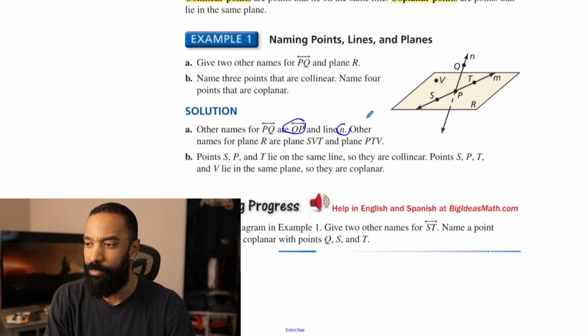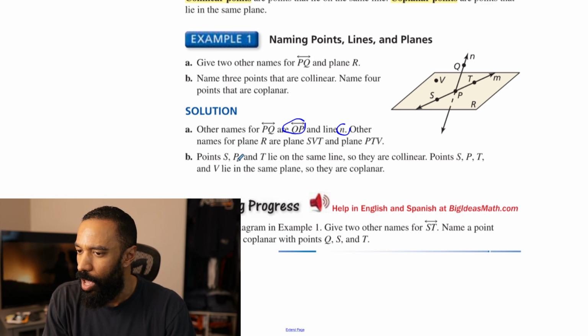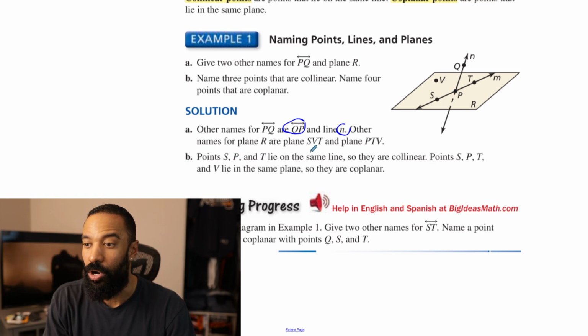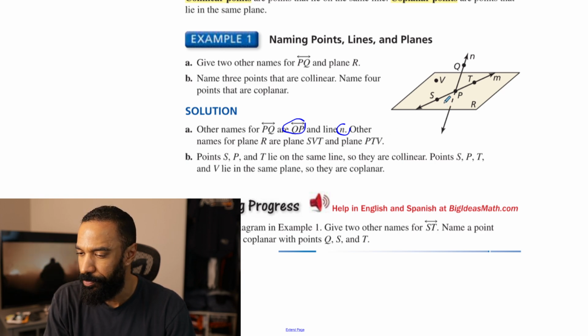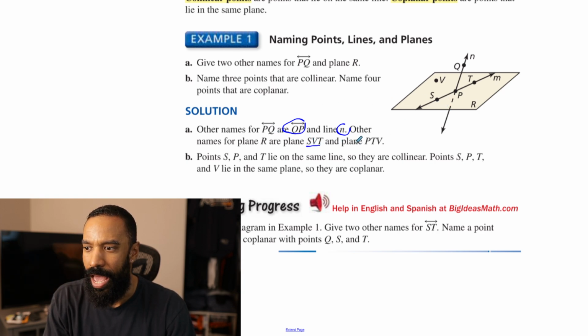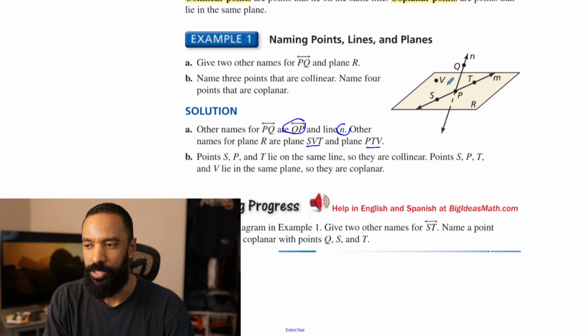So which ones did they give? And by the way, generally just try and use 3 letters. I said you could use 4, but try and use 3. Points S, P, and T lie on the same line, so you don't want to say that. They said SVT and PTV.